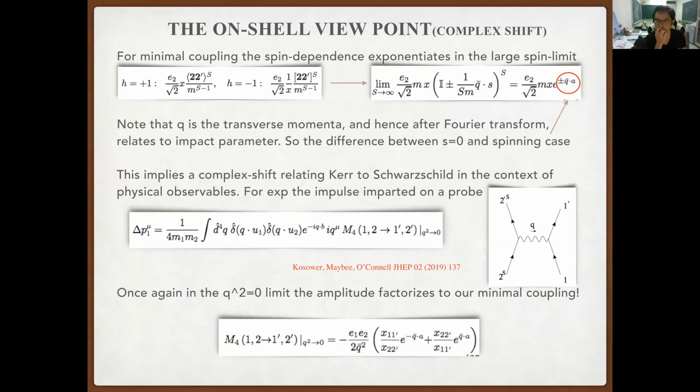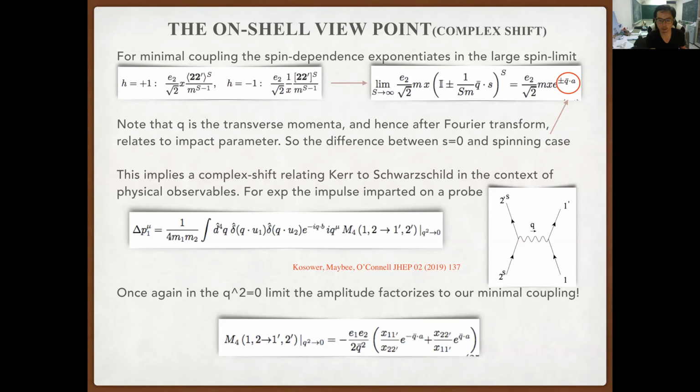So what does this tell us? Well, this tells us that to go from a Schwarzschild solution to a Kerr solution, you just have this exponentiation factor. To see its effect, we can look at a physical observable. For example, the impulse, which at leading G, at leading 1 PM level, is given by the tree-level 4-point amplitude exchanging a single graviton, taking the Q squared to 0 limit, integrating over Q, and Fourier transforming into impact parameter space.